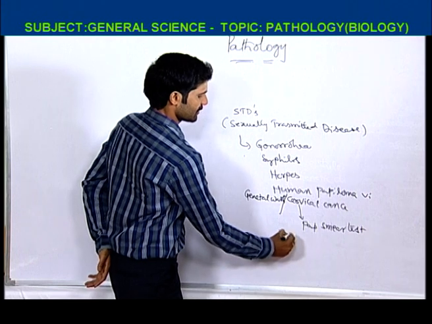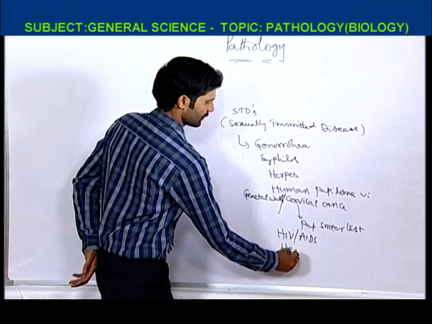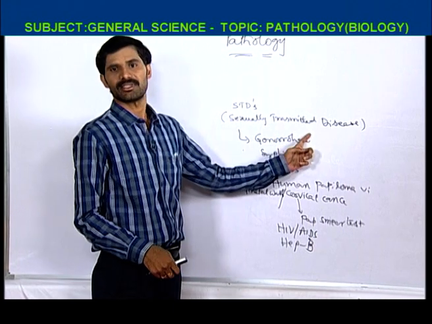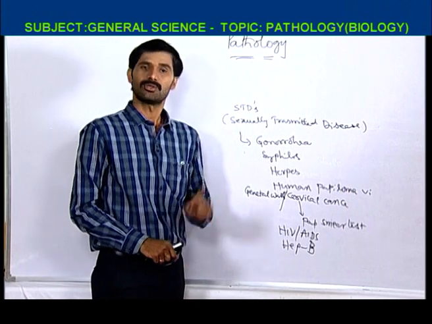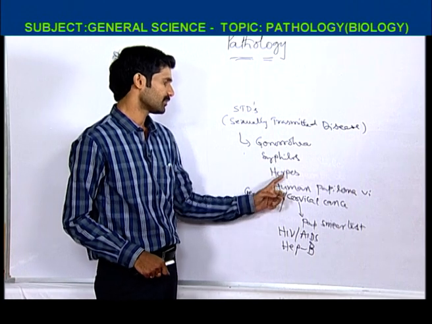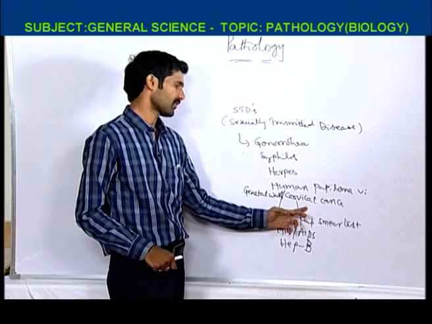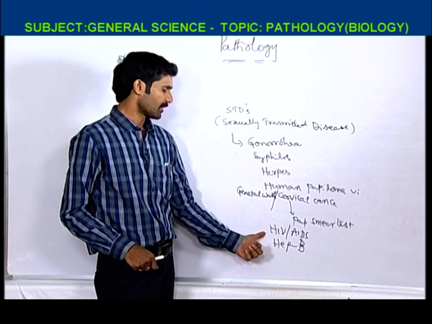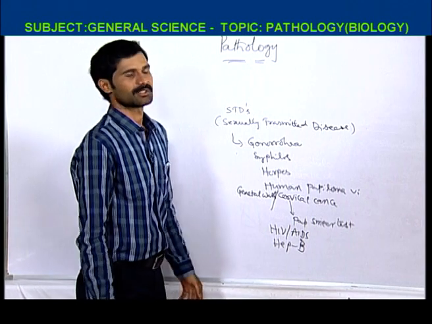And HIV/AIDS, next hepatitis B. These are sexually transmitted diseases, diseases transmitted from one person to another through sexual contact. Examples: gonorrhea, syphilis, herpes. Human papillomavirus causes cervical cancer or genital warts, also in the sexually transmitted category. And finally, HIV/AIDS and hepatitis B are also sexually transmitted diseases.